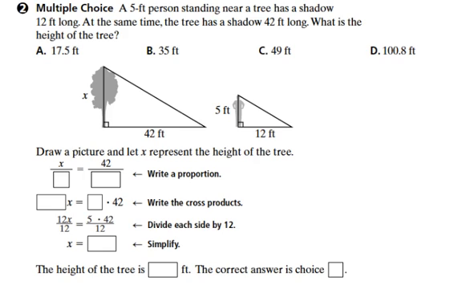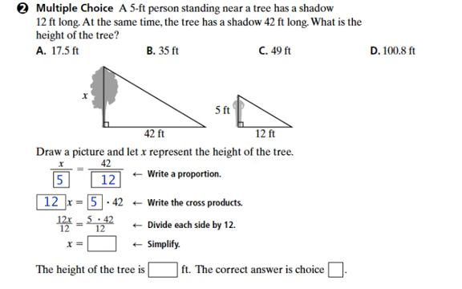So, the height of the tree and the height of the person are corresponding sides. So the x and the 5 form a ratio, x over 5. Then the shadow of the tree over the shadow of the person is the other ratio, so 42 over 12. So we now have a proportion that we need to solve for. X over 5 equals 42 over 12. We're going to cross multiply. 12 times x is going to equal 5 times 42.